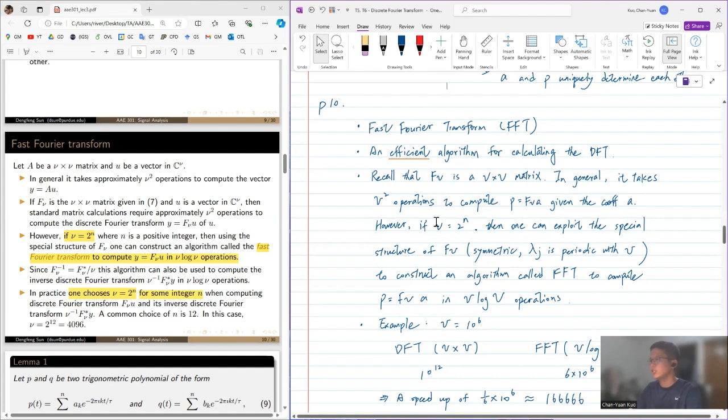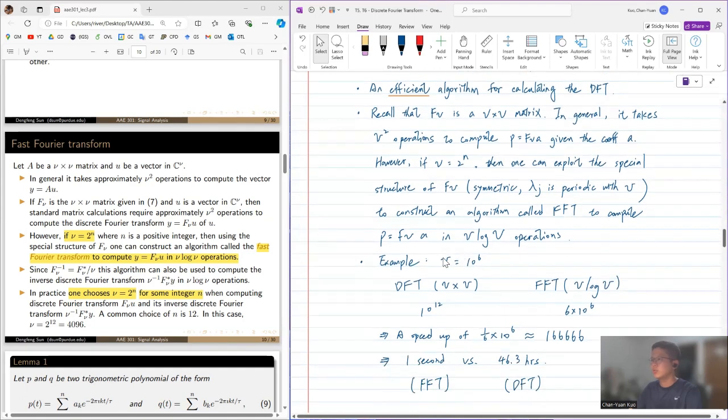However, if nu is a power of 2, then one can exploit the special structure of F nu to construct an algorithm called FFT to compute the vector P in nu times log nu operations. For example, let's say nu is equal to 10 to the power of 6. If you compute the vector P according to the definition of DFT, then it's going to take nu times nu operations. So that's going to be 10 to the power of 12 operations.